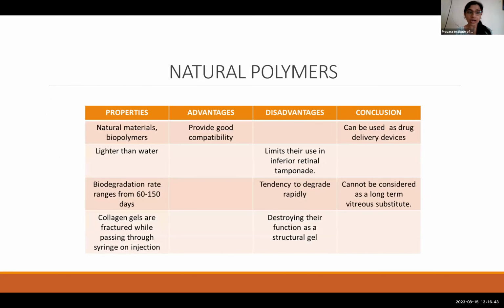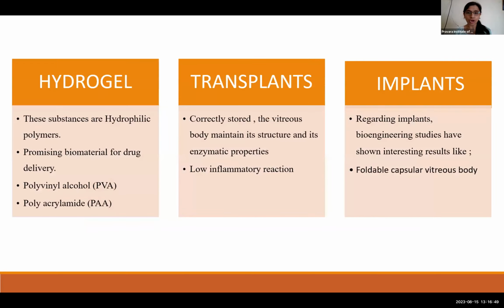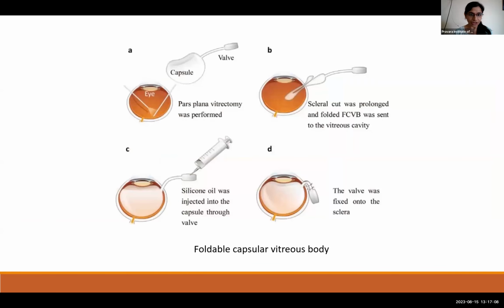Natural polymers provide good compatibility and can be used as drug delivery devices, but they have a tendency to degrade rapidly, so they cannot be used long term. Hydrogels. These are hydrophilic polymers and are promising biomaterials for drug delivery. Transplants: correctly stored, the vitreous body maintains its structure and its enzymatic property because of its low inflammatory reaction. Regarding implants, bioengineering studies have shown interesting results, like the foldable capsular vitreous body.